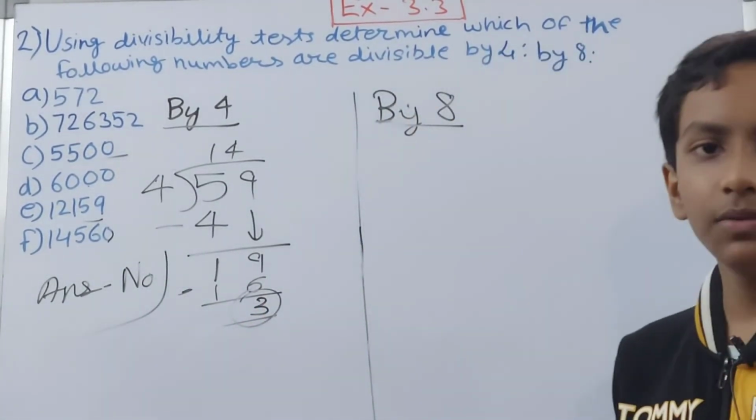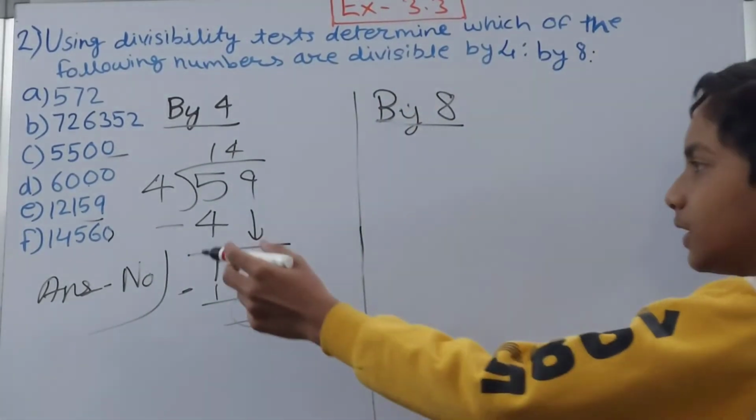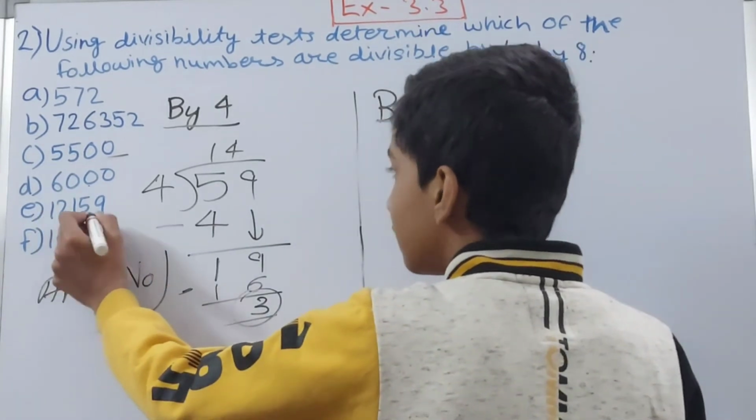Then next we have 8. Now for 8 you will take the last 3 digits, 159.